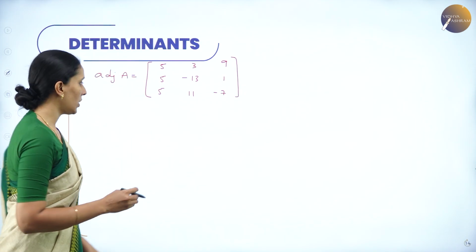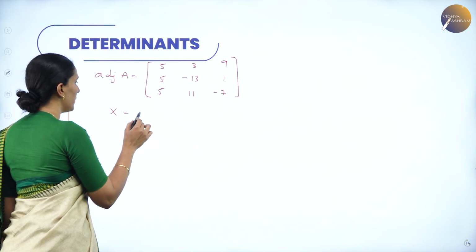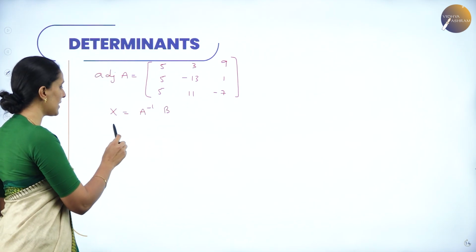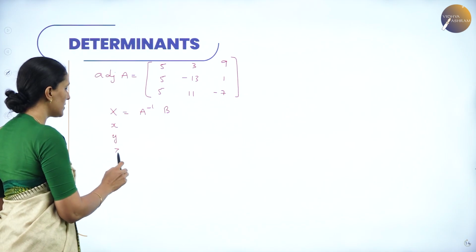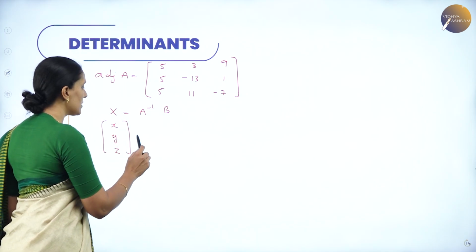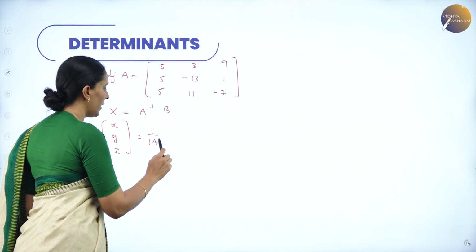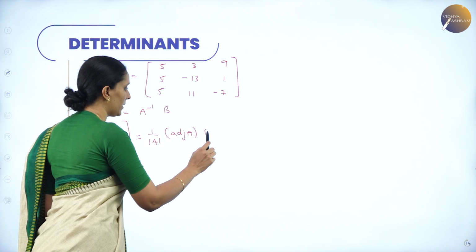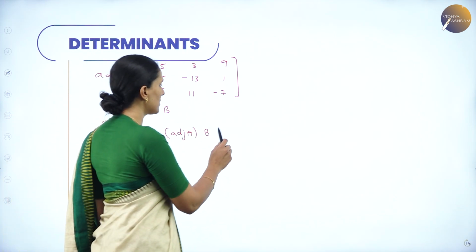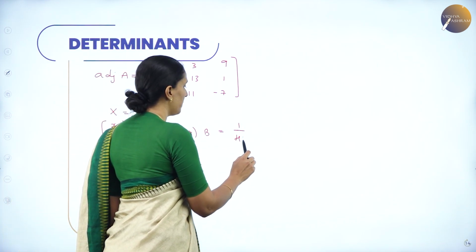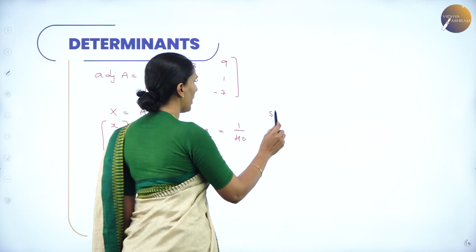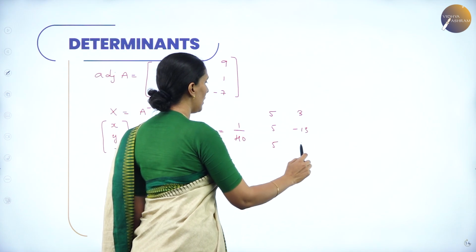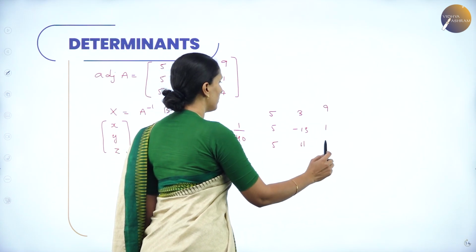Now, let us use the equation X is equal to A inverse into B. What is X we have taken? We have taken X as x, y, z. And A inverse is 1 over determinant A into adjoint A, into B. So let's take this 1 over 40. Adjoint A is 5, 5, 5, 3, -3, 11, 9, 1, -7.